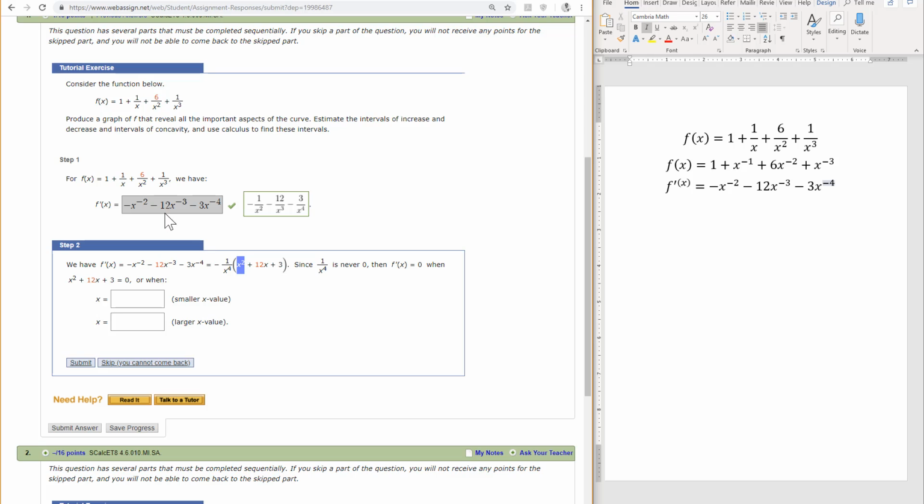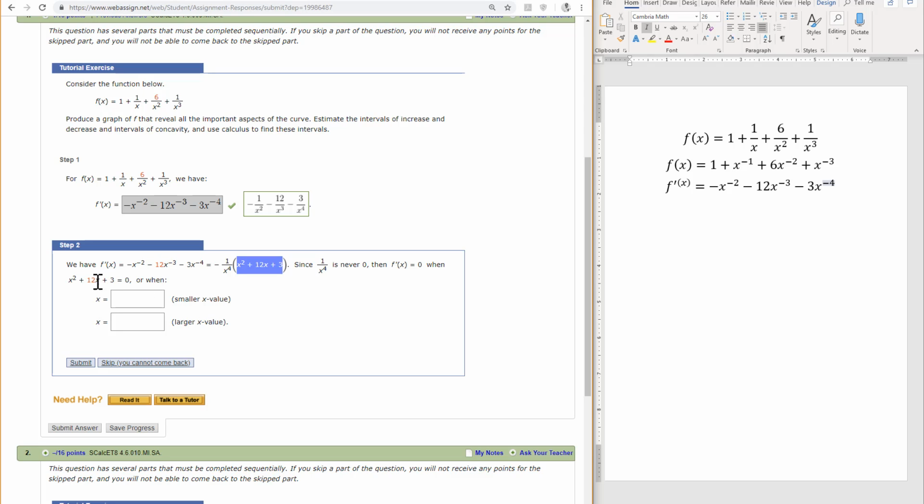And so we're going to get an x squared for the first term. Here we're going to get x to the negative 3 times x to the 4th, which will just be x to the first power. And then x to the negative 4th times x to the 4th is x to the 0, which is 1. And so we have this thing. Since 1 over x to the 4th is never equal to 0, we want to find out when f prime is equal to 0, so that just leaves whatever's inside of the parentheses to be equal to 0.